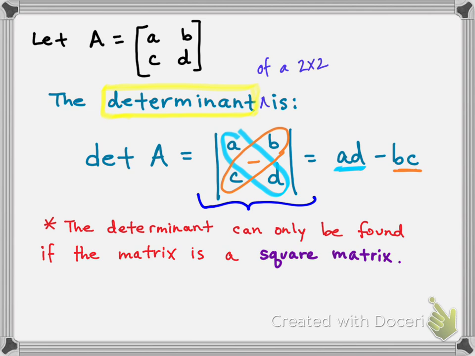The determinant can only be found if the matrix is square. So if you have a rectangular matrix, like a 3 by 2, you can't find the determinant. Yes, you can find the determinant of a 3 by 3, but you would need a calculator for that, because we're not going to do that in this class.